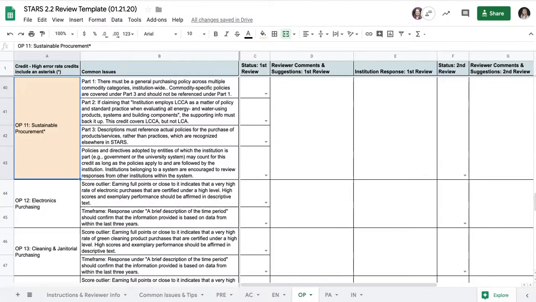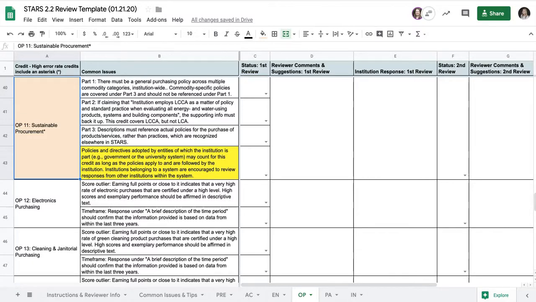One of the most important things to keep in mind about this credit is that all content must focus on written and/or published policies, guidelines, and directives. Also, policies and directives adopted by institutions of which the institution is a part, such as government or a university system, may count for this credit as long as the policies apply to and are followed by the institution.